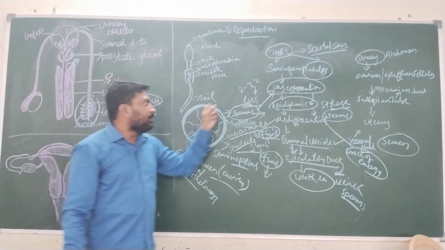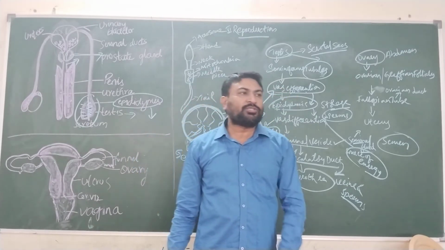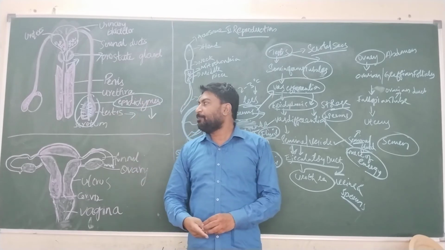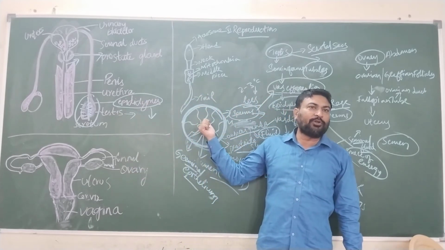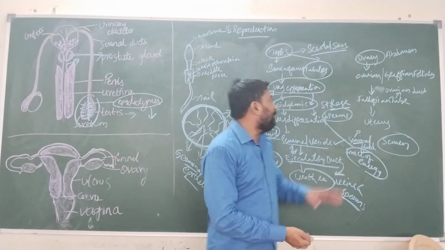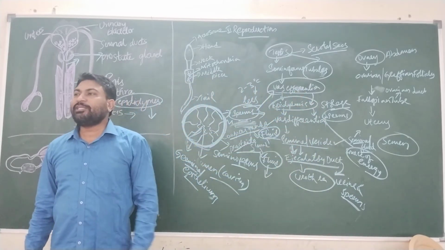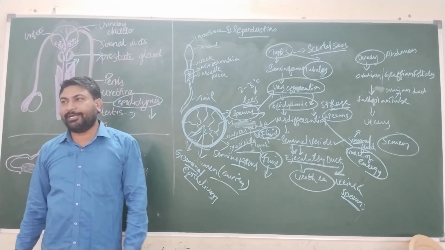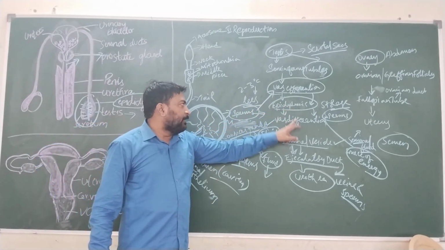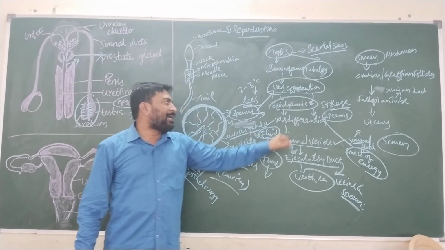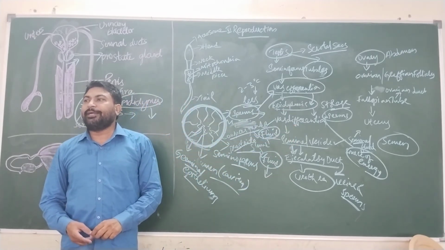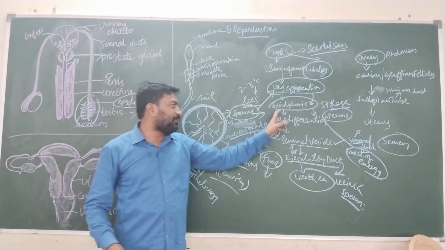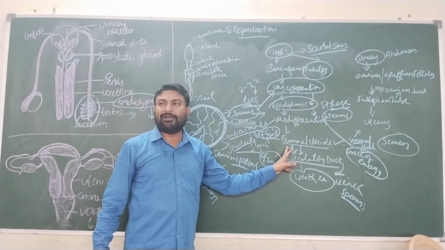From there, the sperms are collected by finger-like projections called vasa efferentia, which collect them from the lumen of the seminiferous tubules. From there, they enter a storage part known as the epididymis. The epididymis stores the sperms temporarily, and from the epididymis the sperms are collected by the vas deferens, a tube-like structure which is a passage for the sperms from the epididymis to the seminal vesicle.